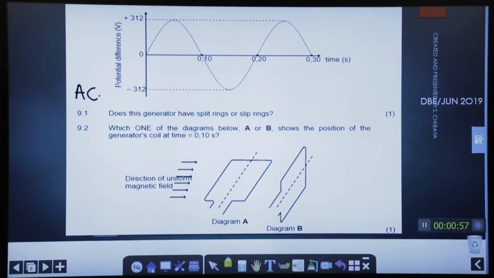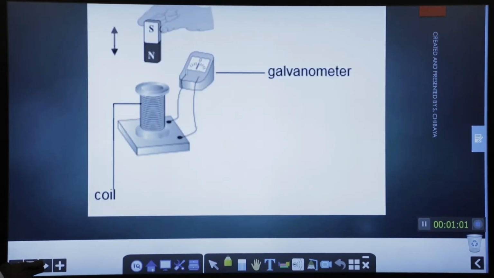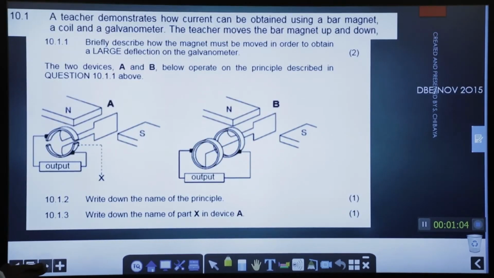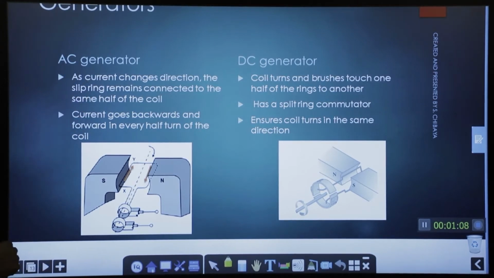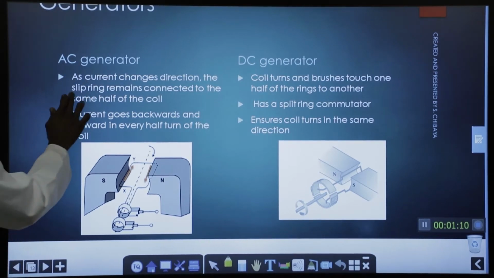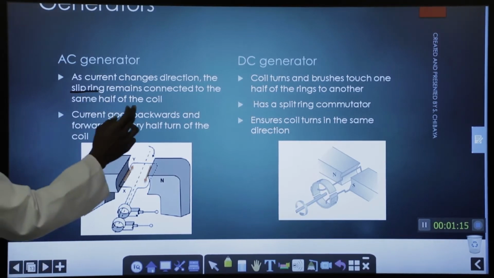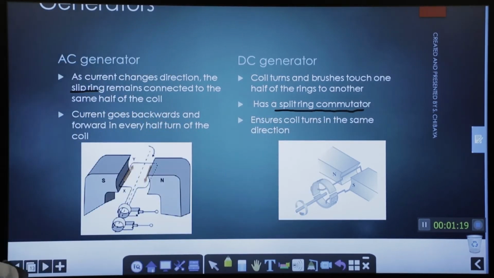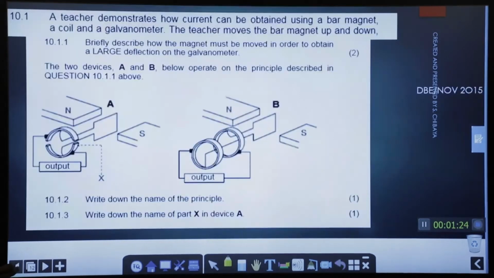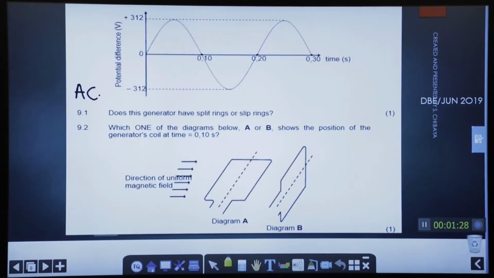Okay. By now, we must be able to explain what is the difference between an AC and a DC generator. Okay, an AC generator will show slip rings, all right, while a DC generator has got split commutator rings. Think about that, that's very important, all right? Let's go back to the other slide with the question and try to make sense of it.